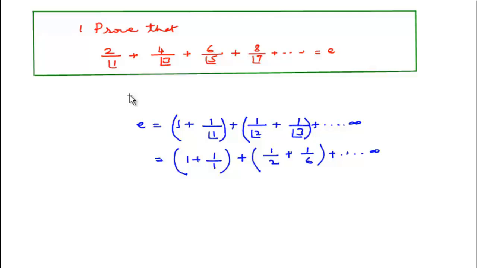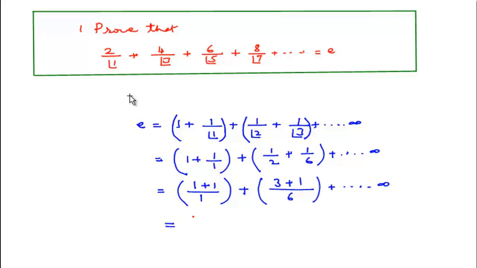When solving the brackets I obtain, this will be 1 as denominator. In numerator I will be having 1 plus 1 plus second bracket LCM will be 6. Here I will be obtaining 6 divided by 2 is 3, so 3 will come here plus 6 divided by 6 is 1, so 1 will come here plus and so on up to infinity. So this will be 2 upon 1 plus 4 upon 6 plus and so on up to infinity.